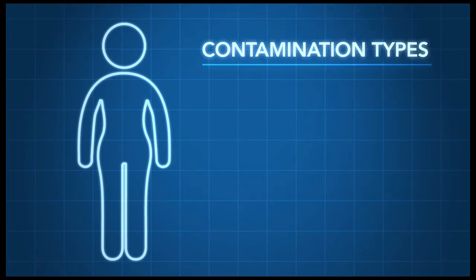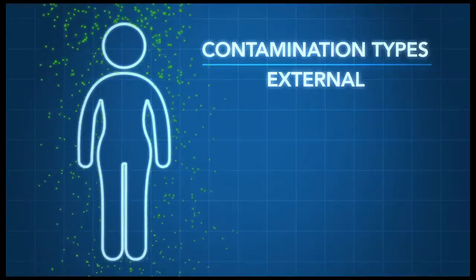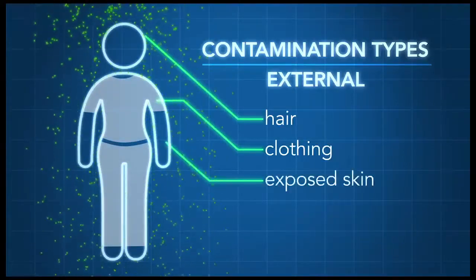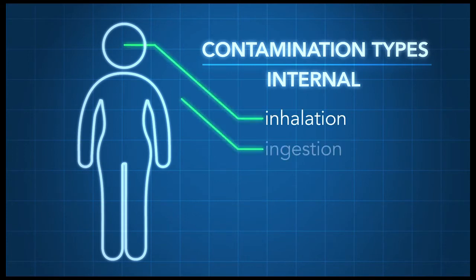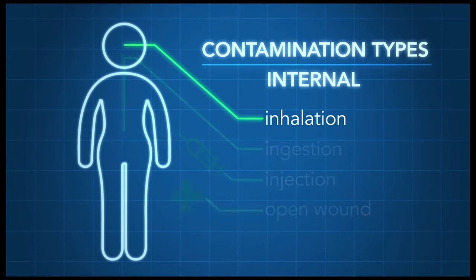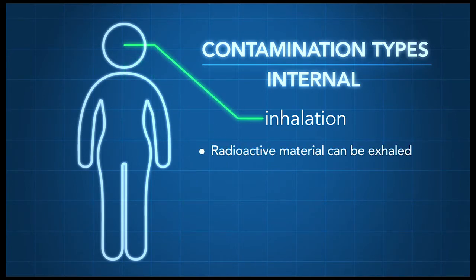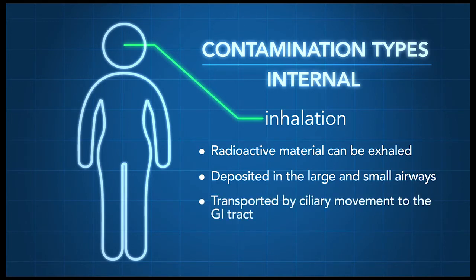There are two types of contamination to consider. External contamination occurs when radioactive material is deposited on a person's body, typically on hair, clothing, and exposed areas of skin. Internal contamination occurs when there is an intake of radioactive material via inhalation, ingestion, injection, or through an open wound. After inhalation, radioactive material can be exhaled, deposited in the large and small airways depending upon particle size, transported by ciliary movement to the GI tract, or absorbed into the systemic circulation.